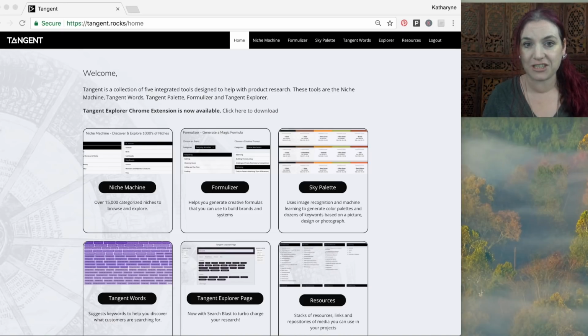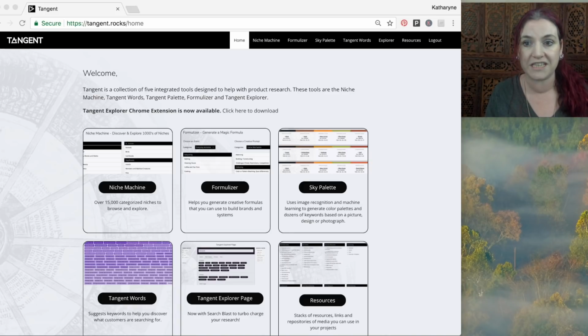My name is Katharyne Shelton, and today I wanted to talk about brainstorming. We're going to get creative and get brainstorming ideas for information products using the Formulizer tool in Tangent. Now, before we get started, I know there's a few questions to answer.